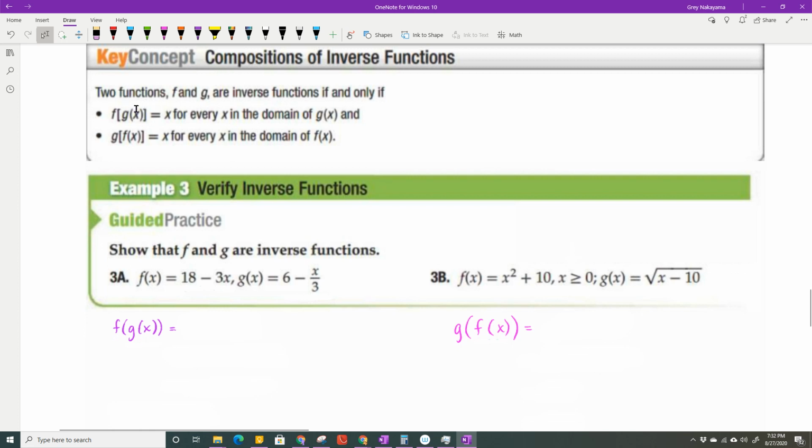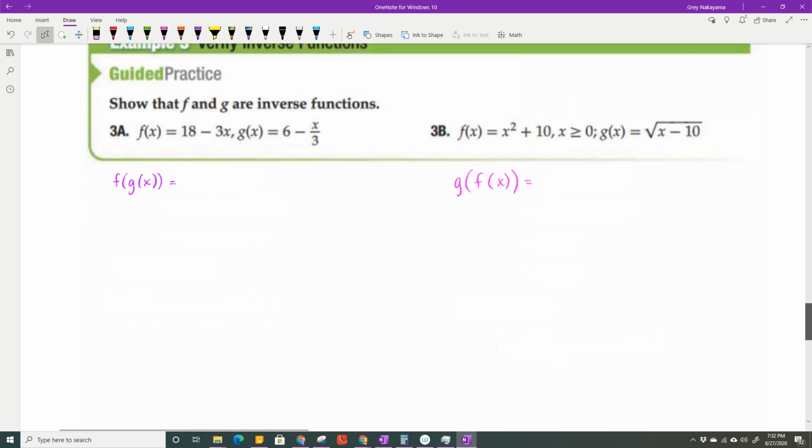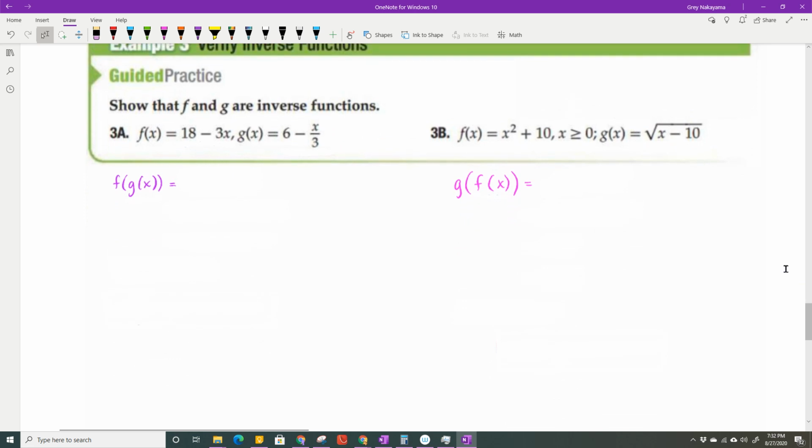If I compose two functions and I get x, then I know that they are inverse functions of each other. Okay, that's as simple as this. So we're just going to go show that algebraically. And when you do this, y'all, this is like a proof in geometry. So what's most important is all the steps that you do. It's not that you just say yes or no. You got to show me the steps.